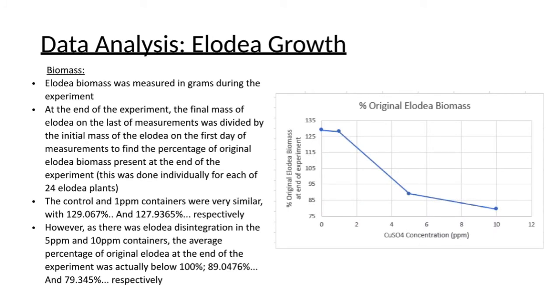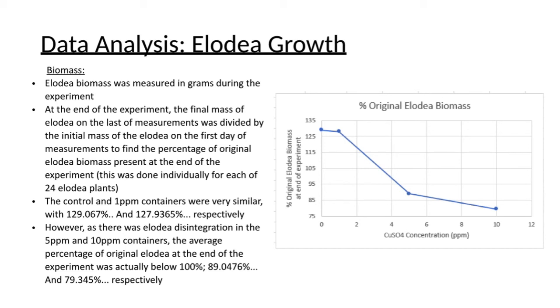Biomass. Allodia biomass was measured in grams during the experiment. At the end of the experiment, the final mass of allodia on the last day of measurements was divided by the initial mass of the allodia on the first day of measurements, and this was used to find the percentage of original allodia biomass present at the end of the experiment, done for each of 24 allodia plants. The control and 1 ppm containers were very similar, with 129% and 127.9% respectively. And the percents are indicative, as said earlier, of the original allodia biomass present at the end of the experiment.